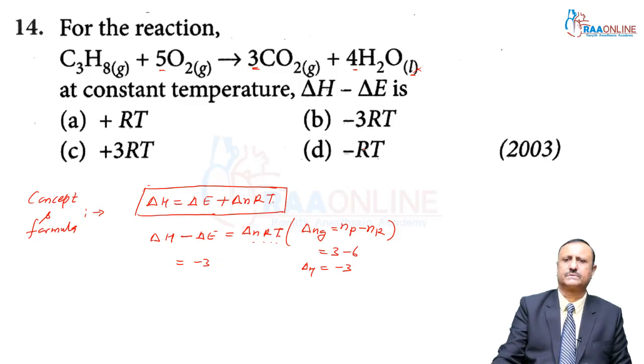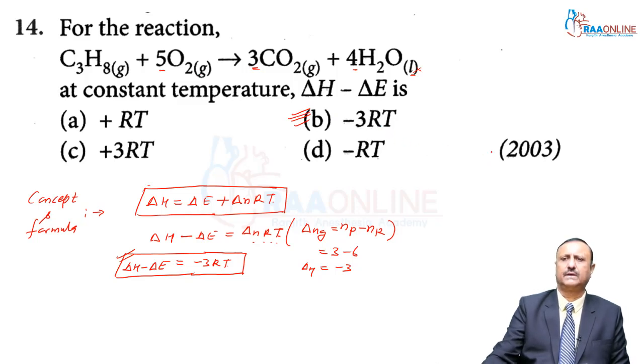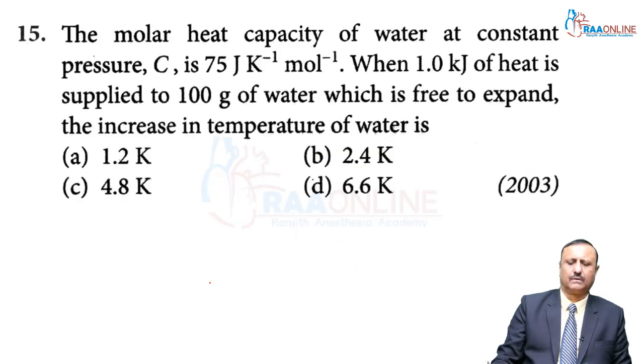You can see the options here, in all options the values of R and T are not multiplied. So this question is very easy for you, my dear students, and you get delta H minus delta E equal to minus 3 RT. So this is the answer, minus 3 RT. My dear students, for question number 14, B is the answer, minus 3 RT. This question was also asked in NEET 2003 exams. Now we can go to question number 15 here.